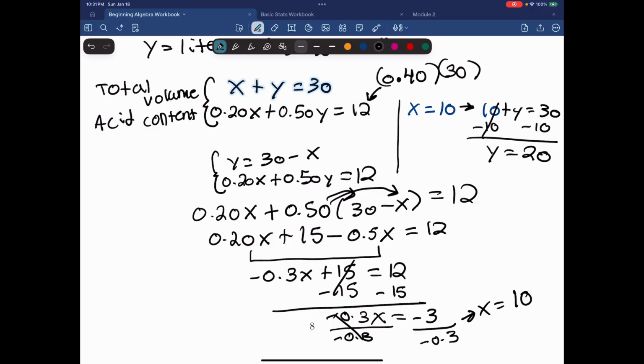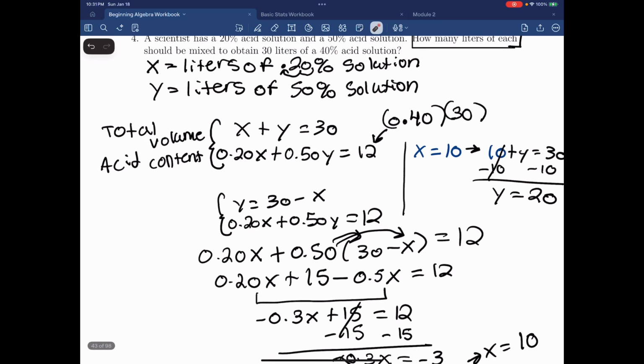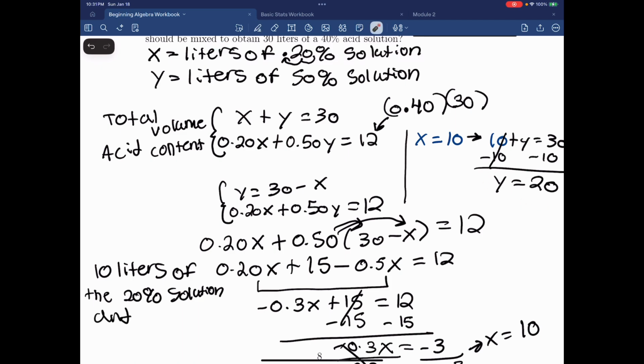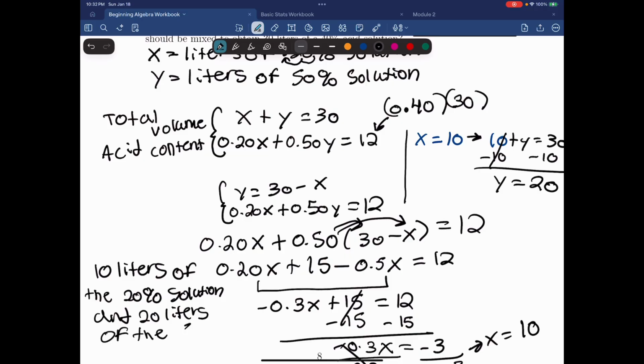So our final answer, now that we solved for x and y, is that we have 10 liters of our 20% solution. So that's the first part. We're going to have 10 liters of the 20% solution and 20 liters of our 50% solution. And that's your final answer.